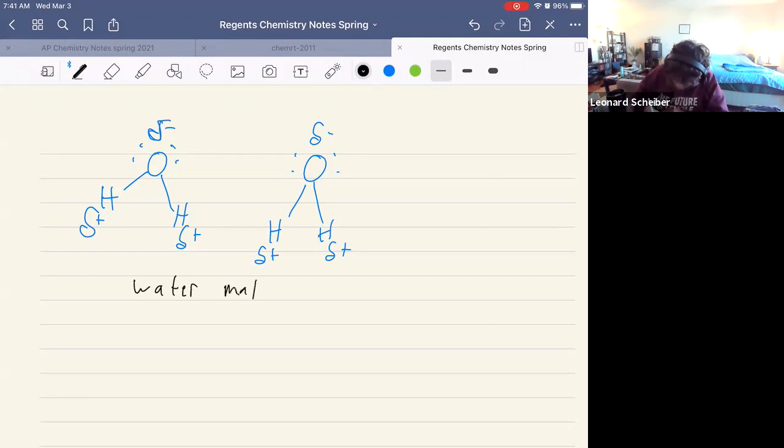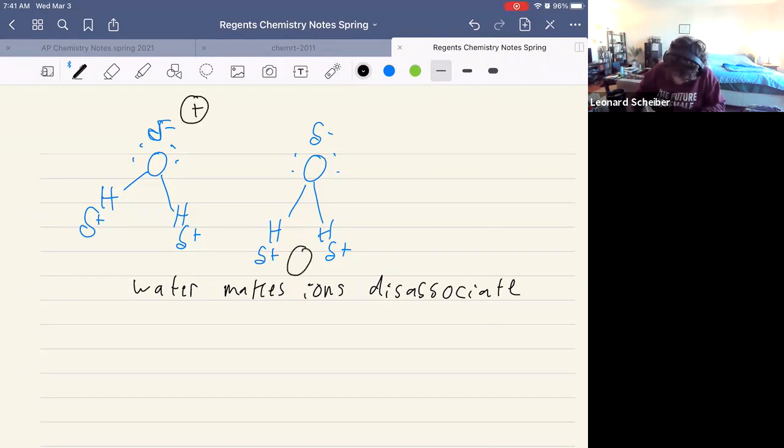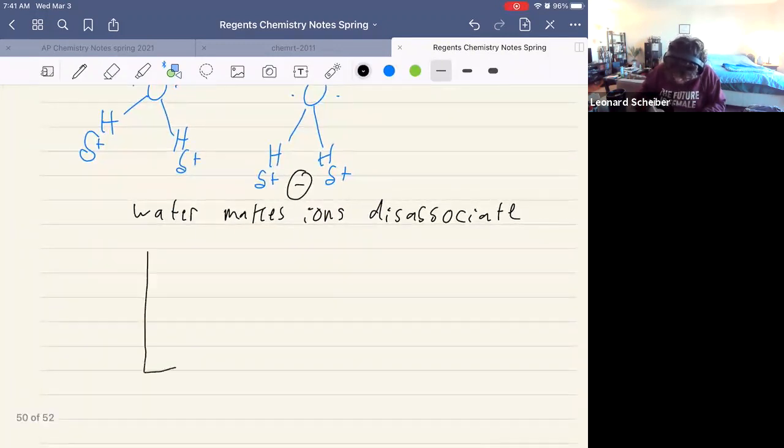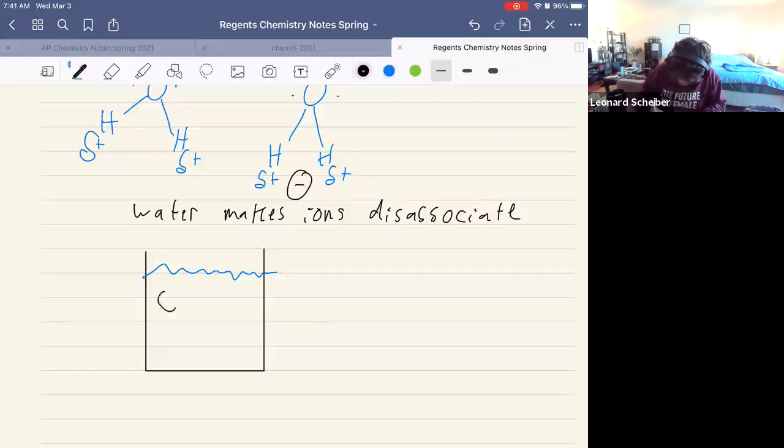Water makes ions dissociate. Literally, they're not as connected together. So we're going to have a cation up here. We're going to have an anion down here. So if we were to look at this on a bigger scale, I would draw out a beaker, and it has water in it. Really what's going on is that I'm going to have a whole bunch of ions.